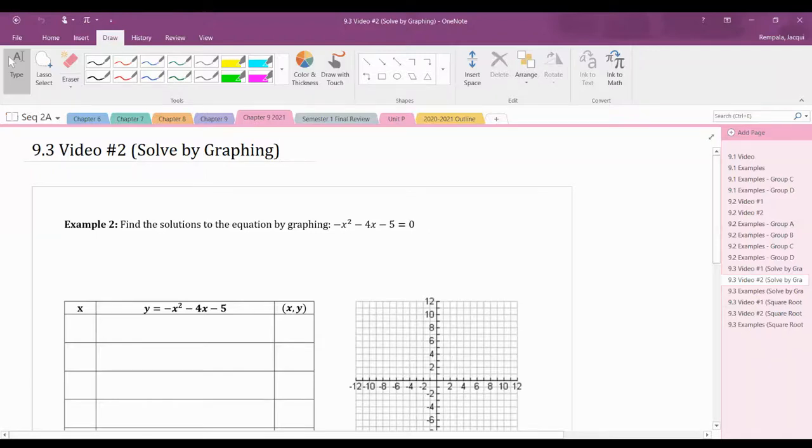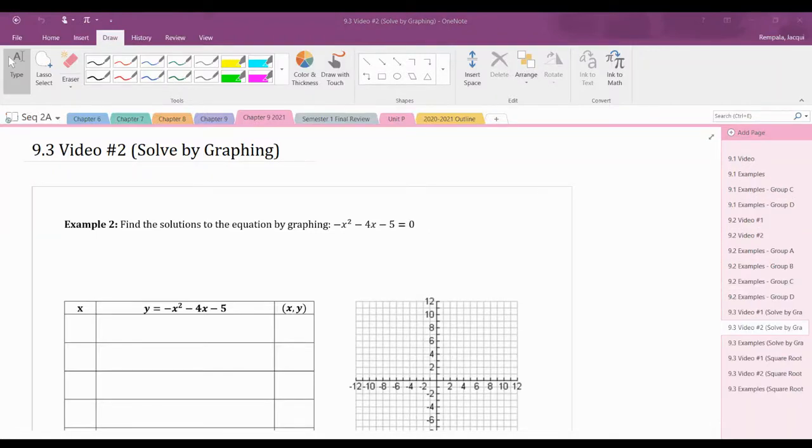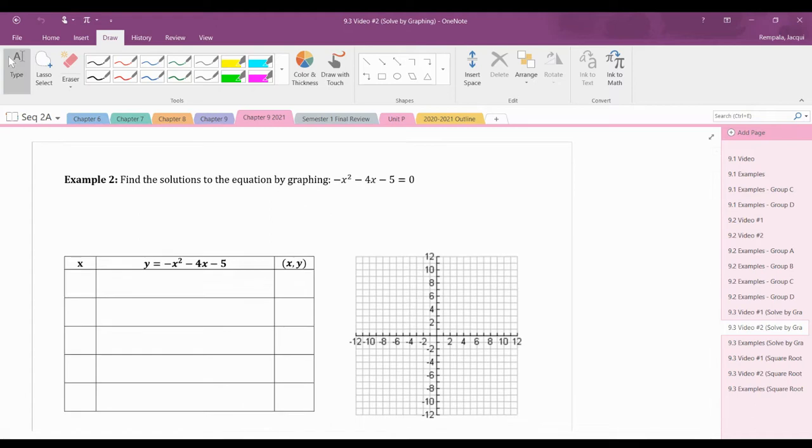Today we're going to continue looking at lesson 9.3, which is about solving by graphing. So here's our first example. It says find the solutions to the equation by graphing negative x squared minus 4x minus 5 equals 0. So remember, our thought process here is in order to solve by graphing, we have to graph first. So we want to identify the A, the B, and the C terms so we can start doing that.